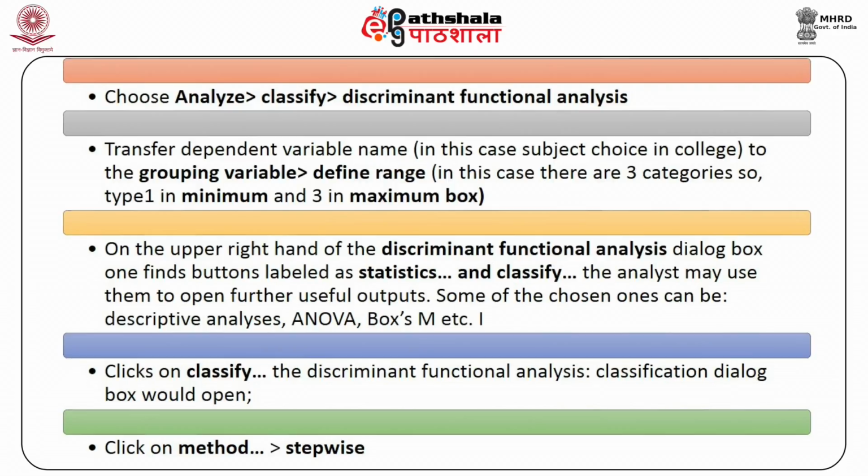On the upper right hand of the discriminant function analysis dialog box, one finds buttons labeled Statistics and Classify. The analyst must use them to open further useful outputs. Some of the chosen ones can be descriptives, ANOVA, Box's M, etc. Click on Classify in the discriminant function analysis. The Classification dialog box would open, and click on the method, which is usually the stepwise method.